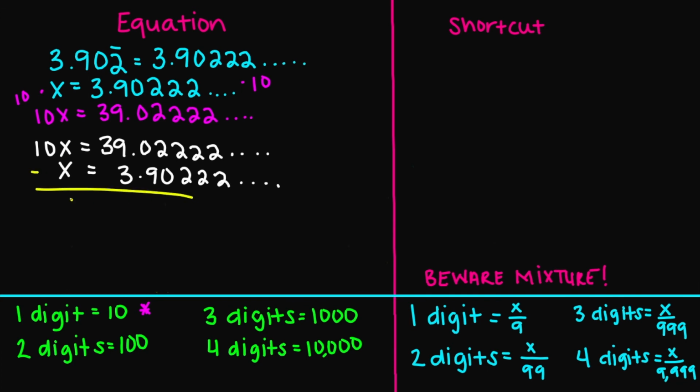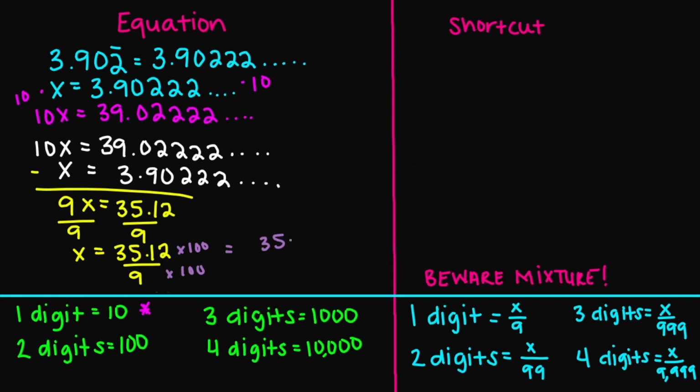Now we're going to subtract. So 10x minus x, this is going to be 9x. And then on your right side of the equation, you're going to get 35.12. Now we're going to divide both sides by 9. So you're going to get x equals 35.12 over 9. And to get rid of that decimal in my numerator, I'm going to multiply top and bottom by 100. So your numerator, you're going to get 3,512, and your denominator, you're going to get 900. However, I can simplify this fraction because the number 4 goes into both the numerator and denominator. So your numerator, you're going to get 878, over 225.